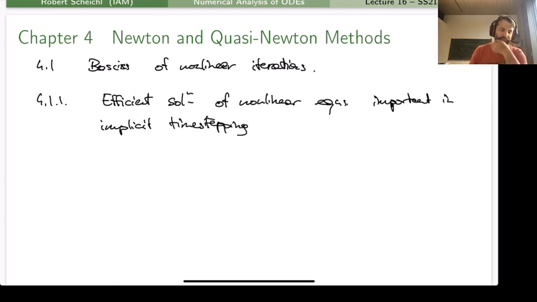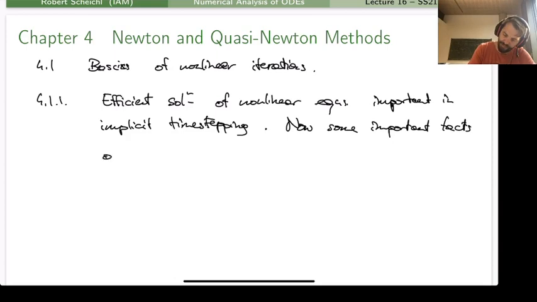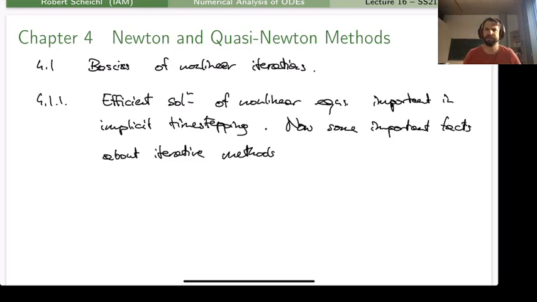Without trying to be complete, I will now present some important facts on nonlinear iterations. We already said in Numerik 0 that nonlinear systems, different from linear systems where we can factorize the matrix and solve the problem explicitly, can typically only be solved iteratively. And we've seen the fixed point iteration and the Newton method in Numerik 0.